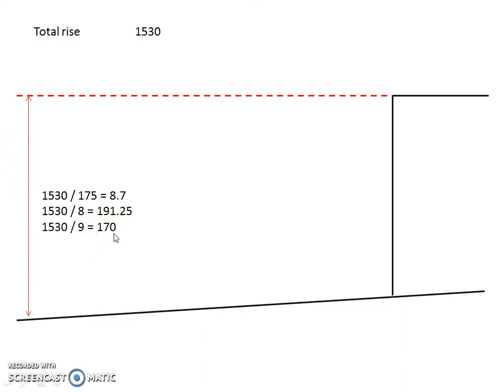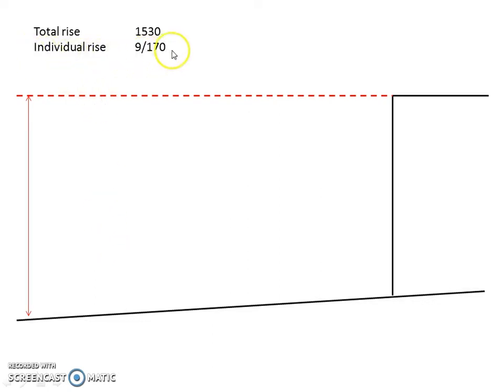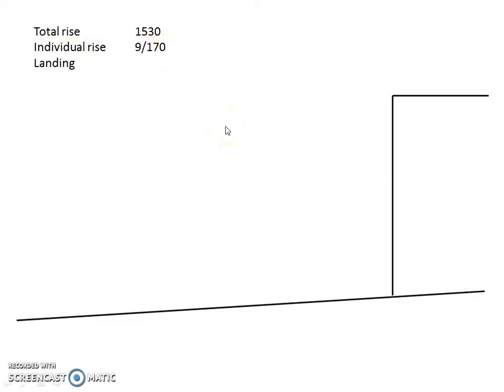Now if I want to, I can even do another couple of test runs just to see what I get. If I divide it by 10, that gives me a rise of 153, which is legal, but a little bit small. Maybe if I were building a set of stairs for a childcare or maybe an aged care home, I might go to a lower rise so it's easier to step up. But that's not the case with this set of stairs. So I'm happy with 9 rises at 170. So I'm just going to write that down next to my list.